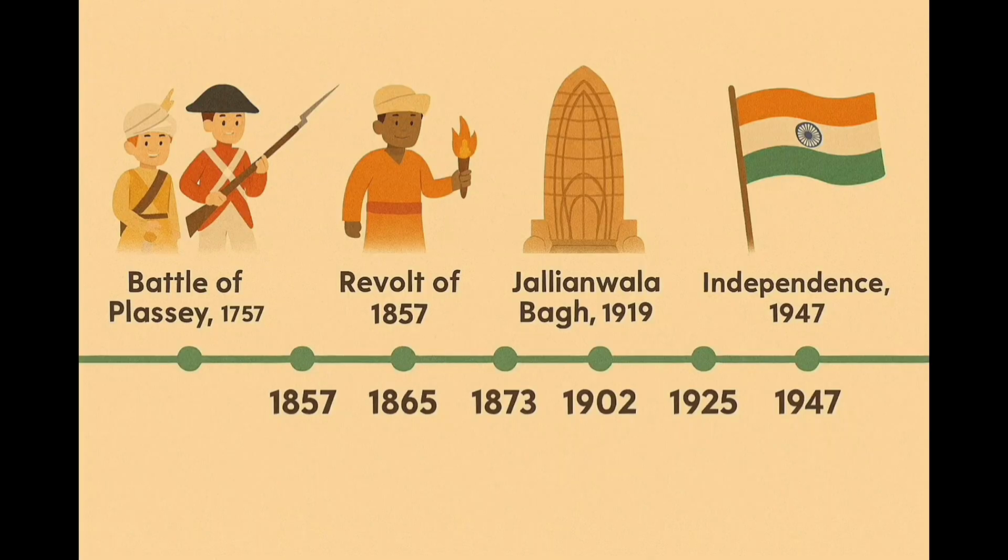We use dates because they help us arrange events in chronological order, meaning in the order they happened. Dates help us understand which events happened earlier and which came later. For example, if we know that the revolt of 1857 happened before India became independent in 1947, we understand that the revolt was part of India's long struggle for freedom. However, history is not only about dates. Many changes happen slowly, over long periods of time. So historians focus on processes and changes, not just single events.